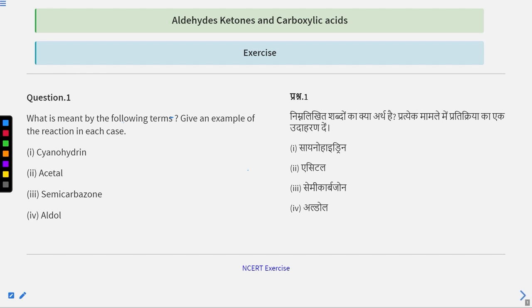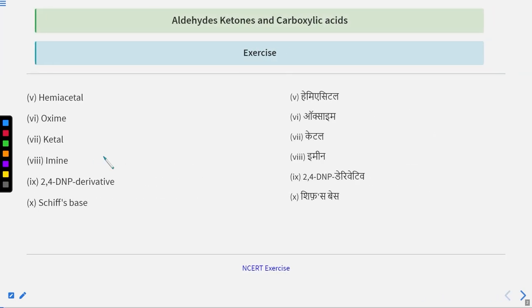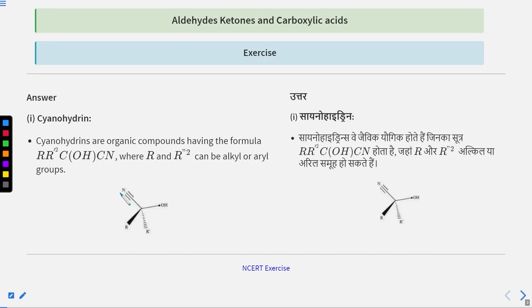How will we do it? First is cyanohydrin, second is acetal, third is semicarbazone, and fourth is aldol. Okay, so we have to do it for each of them. Then we have hemiacetal, oxime, ketal, imine, 2,4-dinitrophenylhydrazone and Schiff's base. First one is cyanohydrin.